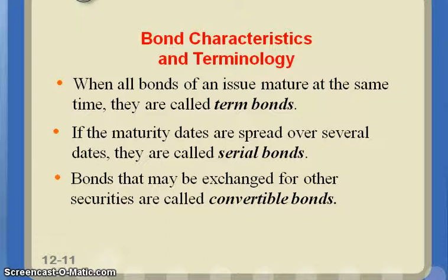All right? If you spread the maturity dates, the date that you have to pay back the bonds, over several years, it's called serial bonds. And bonds that might be exchanged for other securities are called convertible bonds.